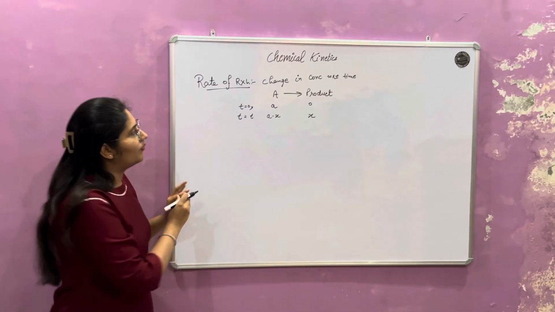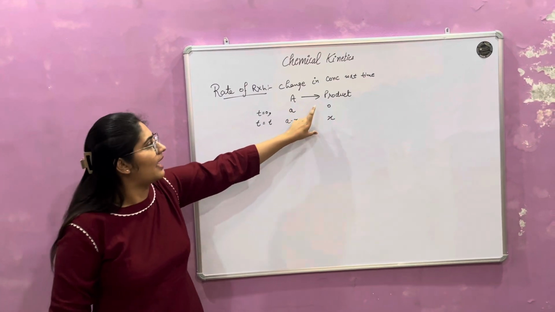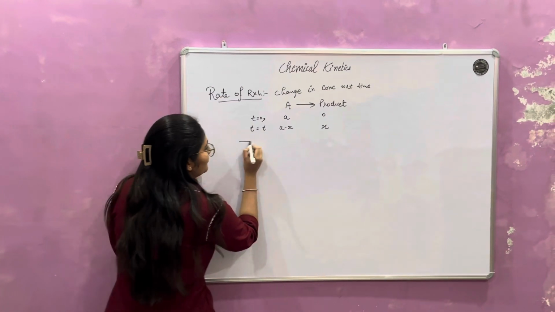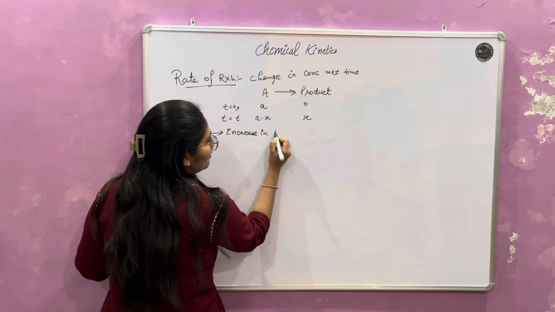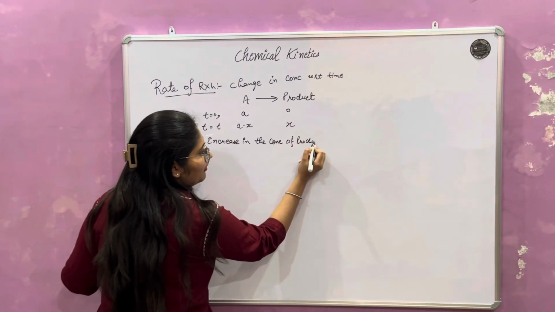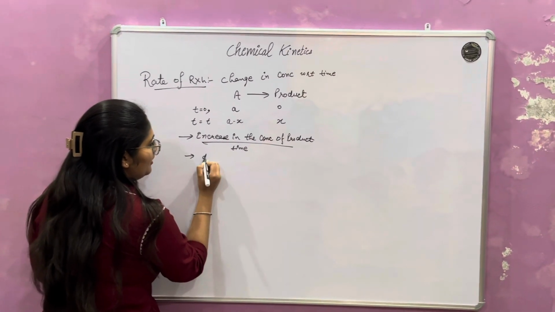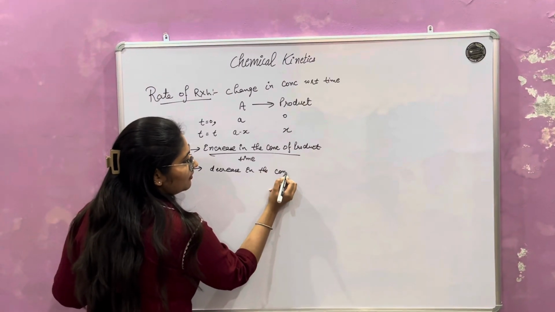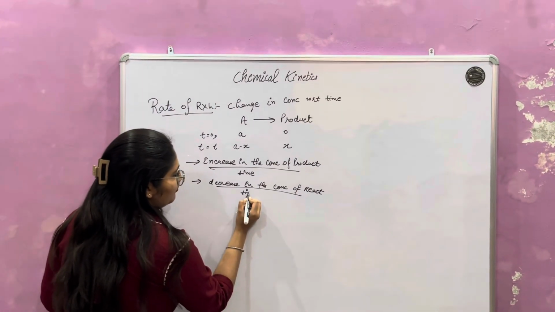So what I am saying is that with respect to time, the concentration of reactant decreases, and with respect to time, the concentration of product increases. So I am saying increase in the concentration of product upon time, and decrease in the concentration of reactant with respect to time.